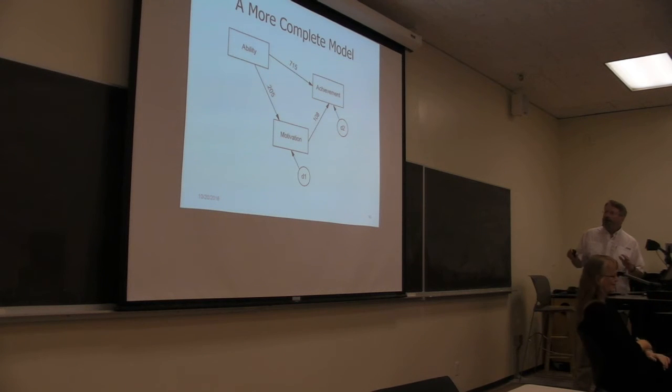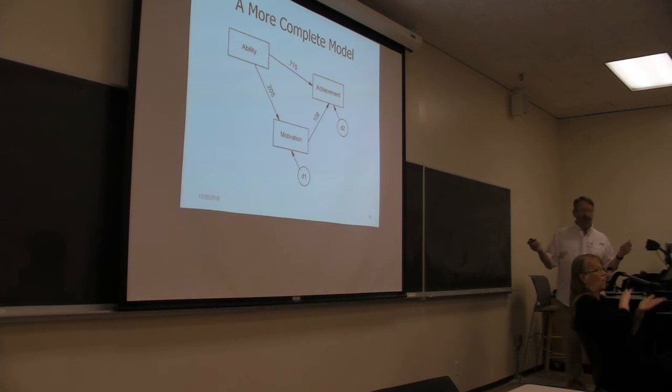Okay, so let me add a few more aspects to this model. We have here what are known as disturbances. And what these represent is all of the other influences on these variables that are not in the model. So obviously, ability and motivation are not the only things that influence achievement. You could probably come up with 24 things off the top of your head that influence achievement. Well, we don't know what all of those other influences are.